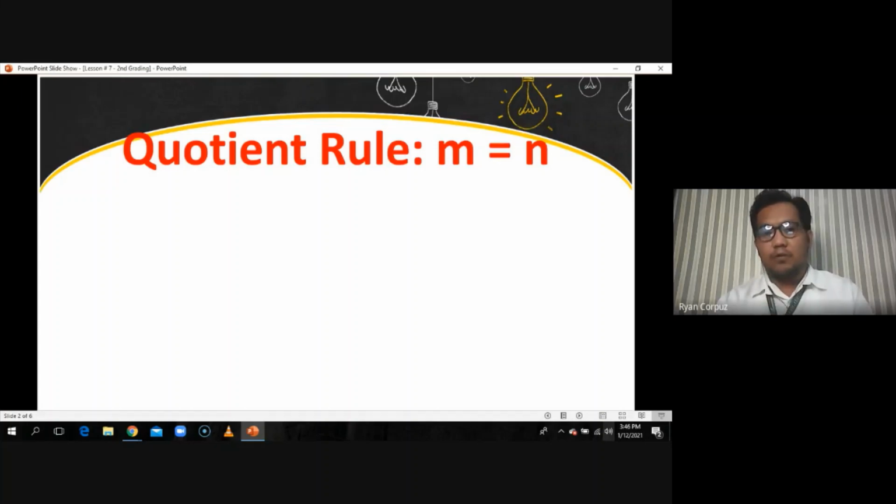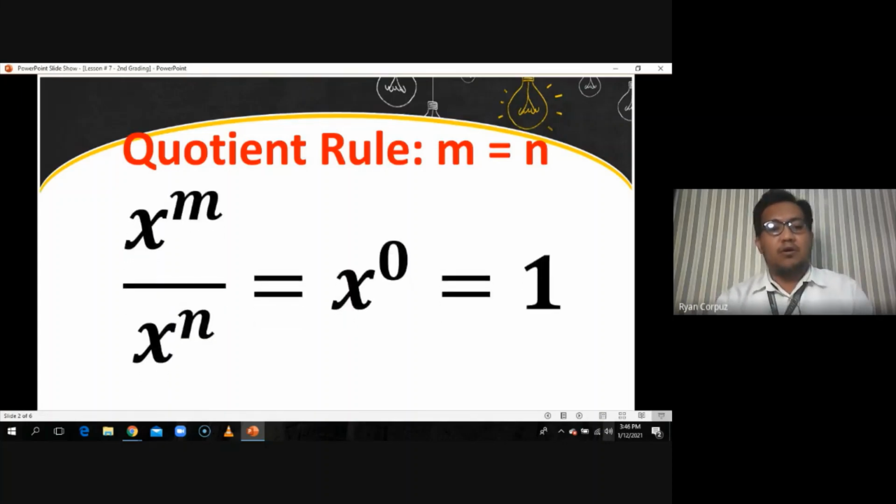Paano ba ina-apply quotient rule? Di ba ang quotient rule, when we are dividing expressions with same base, we copy that same base, then we subtract exponent. If we are going to do that, when your m is equal to n, so you'll have x raised to m over x raised to n. If your m is equal to n, then we'll come up with an answer which is x raised to 0. Di ba? We copy that same base x, then we subtract exponent. Since their exponents are the same, we'll come up with the zero exponent. And if your exponent is 0, that will be equal to 1.